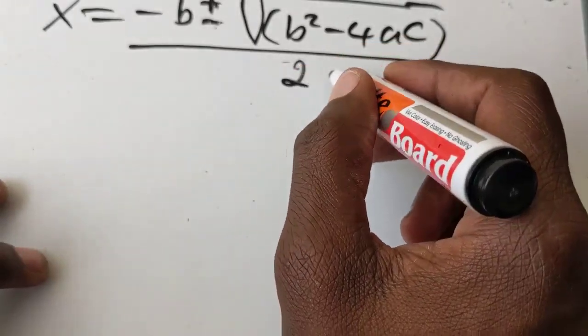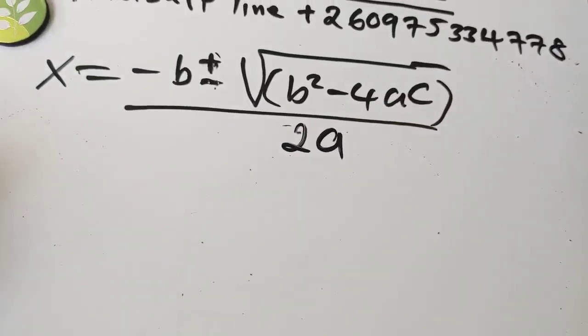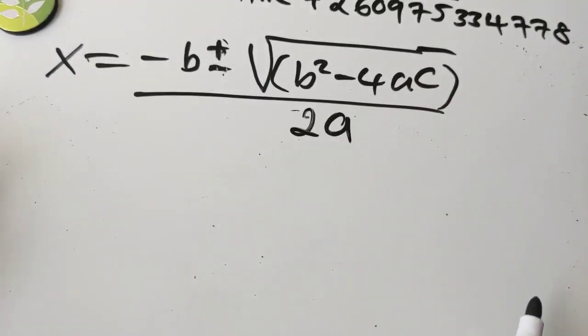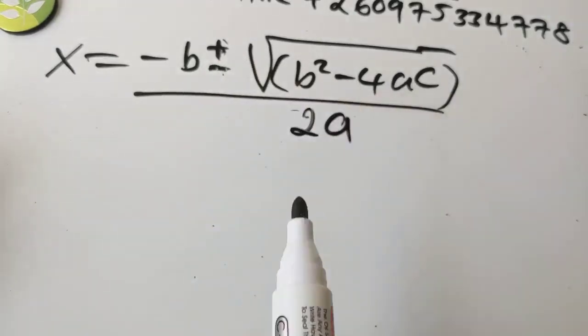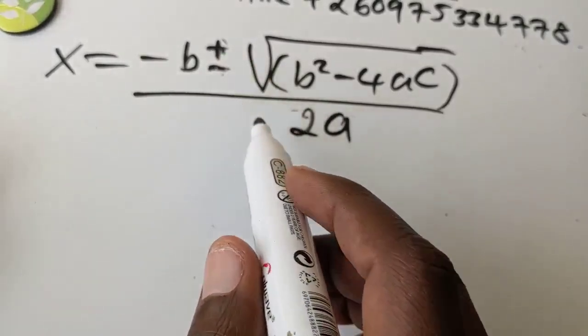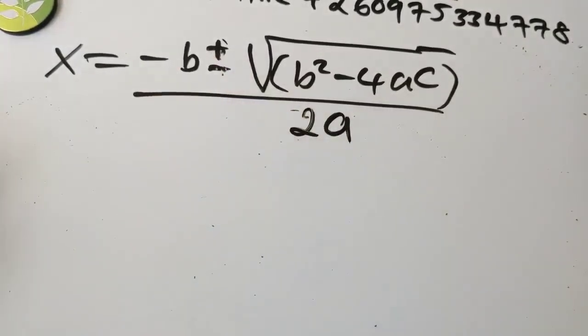Here there's just 2a like that. Okay. So we already know that the one for the beta is the one that has negative, then the alpha is the one that has a positive.